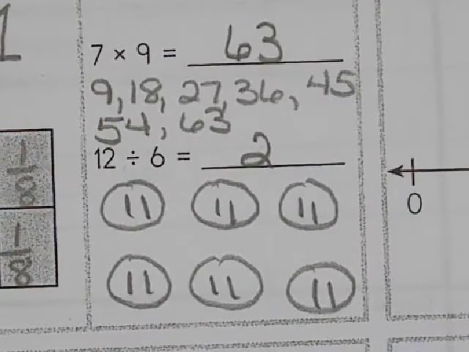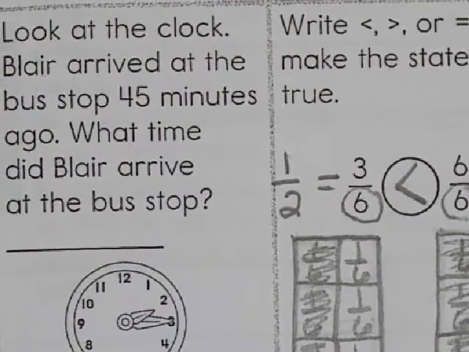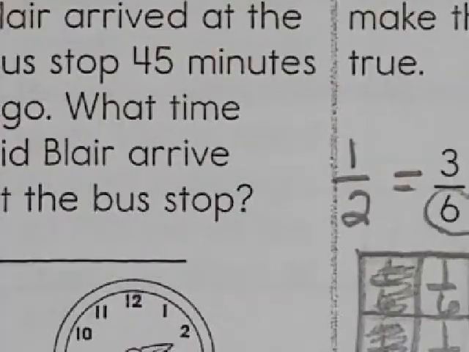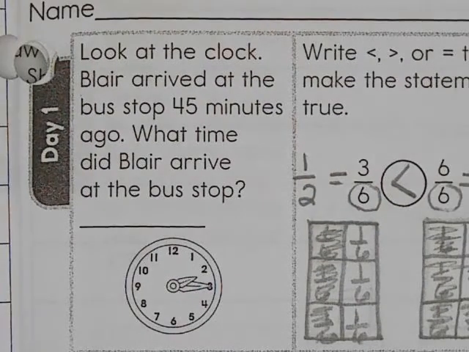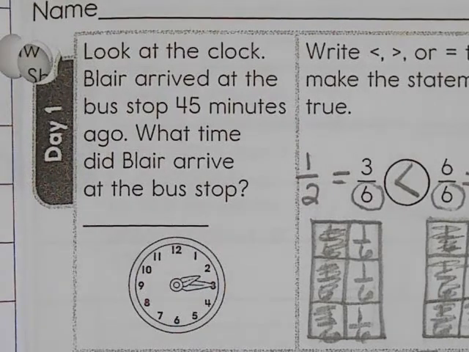Now let's return to our word problem. Our word problem for today is about elapsed time. We did not have a chance to do a lot with elapsed time, but it says, look at the clock. Blair arrived at the bus stop 45 minutes ago. What time did Blair arrive at the bus stop? I'm going to use my understanding of a number line and use it more like a timeline.